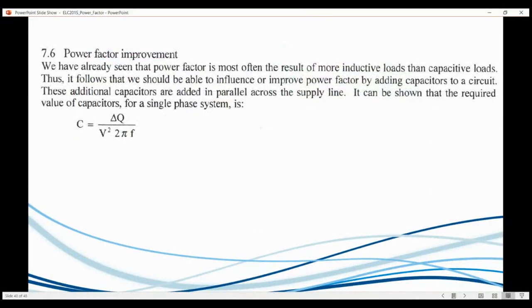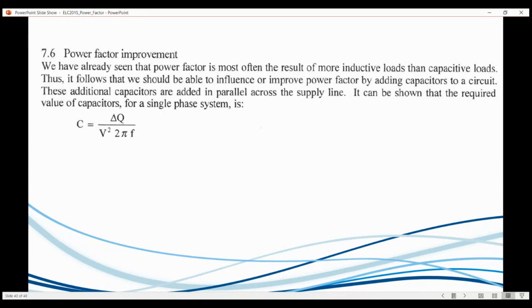Okay, so basically we're at the last part of the lecture here. So let's do some analysis, some calculations on power factor. We've already seen that the power factor is most often the result of inductive loads and capacitive loads. Inductive loads are more common because everything works with electromagnetic induction, washing machines, all of it is a motor basically. Thus it follows that we should be able to improve the power factor by adding capacitors, right? Generate reactive power. These additional capacitors are added in parallel across the supply line. So I said closer to the supply is where we want to add the capacitors.